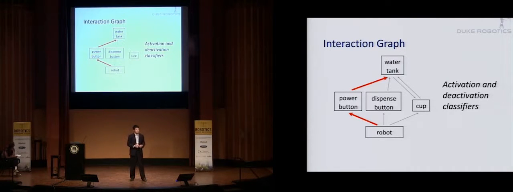We know that not all interactions are active at all times. So for example, when the robot is pressing the power button to heat the water inside the water tank, other interactions are not active. Thus, we associate each interaction with activation and deactivation classifiers to describe conditions on which the interaction becomes active or inactive. These classifiers simplify learning and control by inducing a smaller active subgraph within the whole interaction graph at all times.